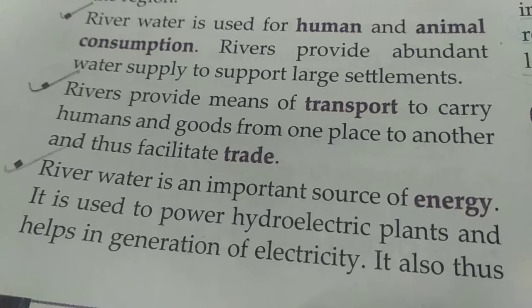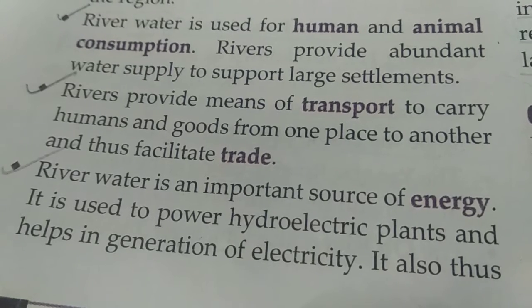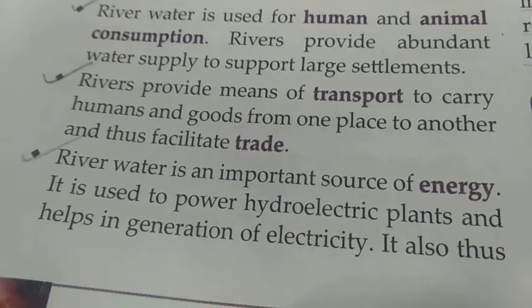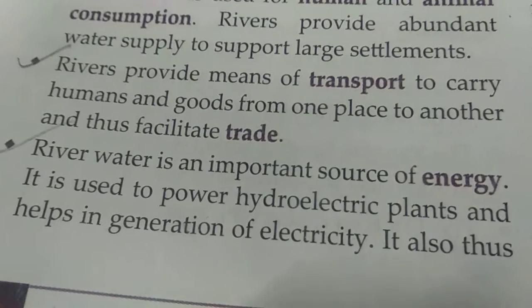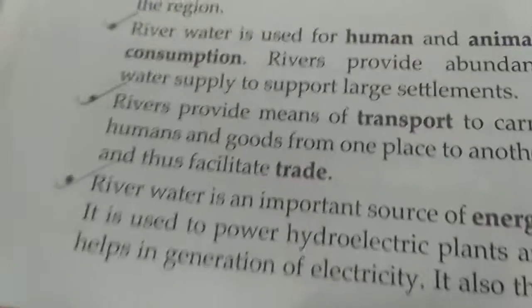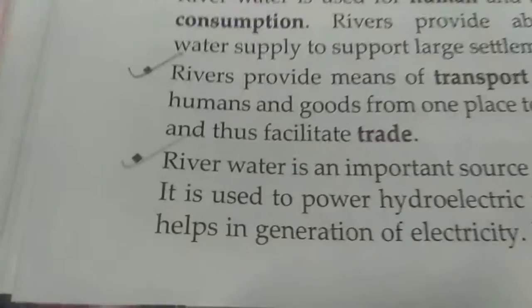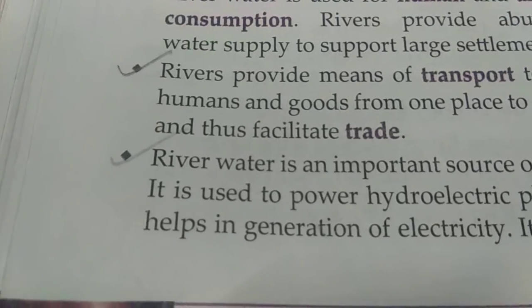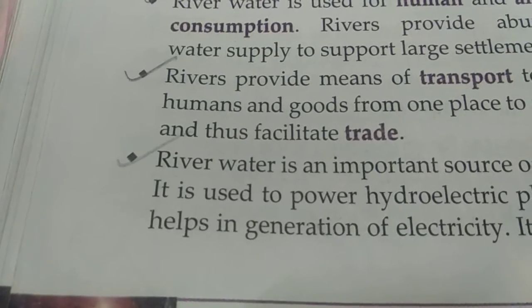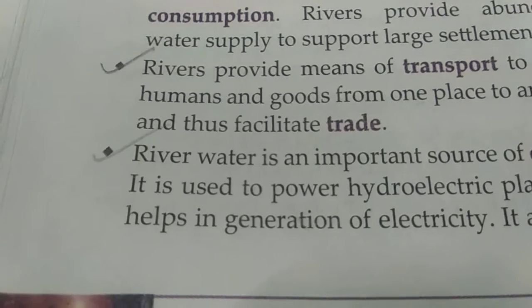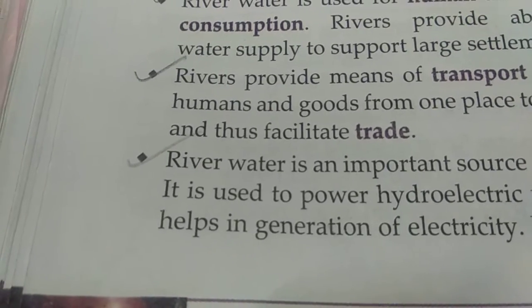Next, rivers provide a means of transport to carry humans and goods from one place to another and thus facilitate trade. Yes, we know that it carries people from one place to another, because those who have crossed the Ganga have used a ferry to cross it. So it is helpful for humans moving from one place to another.